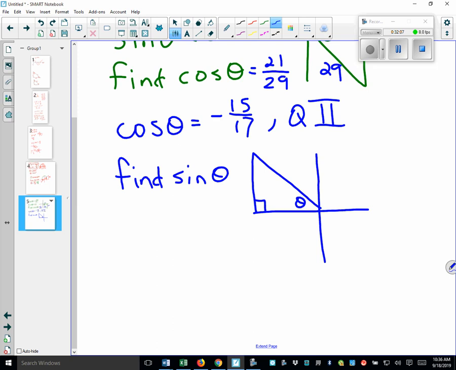Well, we know that x is negative, so basically it would be negative 15, and 17 would be the hypotenuse. 8 is right. Is it positive 8 or negative 8? Positive. So what's the sine of theta? 8 over 17.